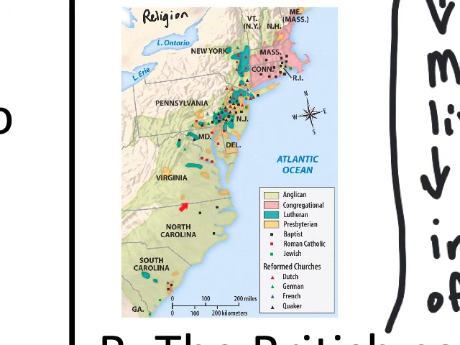Anglican, the South is heavily Anglican, and really aligning themselves religiously, socially with English social customs. Presbyterian. We also see the Reformed churches, and we see some Baptist, Roman Catholic, and Jewish. So if you look at the key here, you can kind of get a sense of the religious diversity.